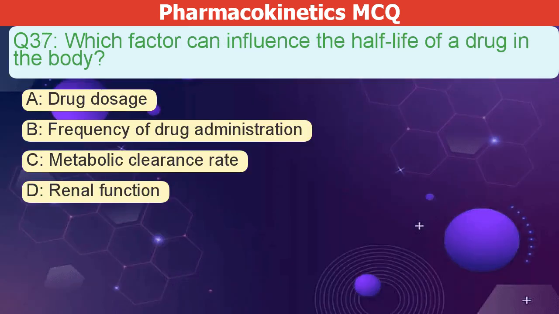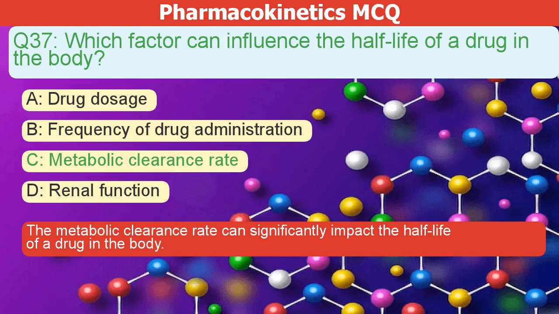Which factor can influence the half-life of a drug in the body? A. Drug dosage. B. Frequency of drug administration. C. Metabolic clearance rate. D. Renal function. The correct answer is C. The metabolic clearance rate can significantly impact the half-life of a drug in the body.